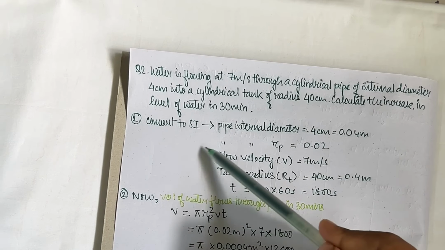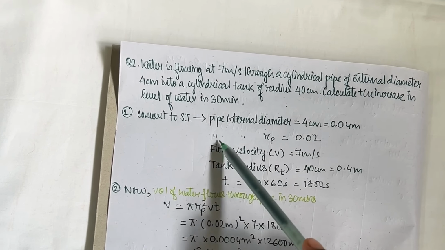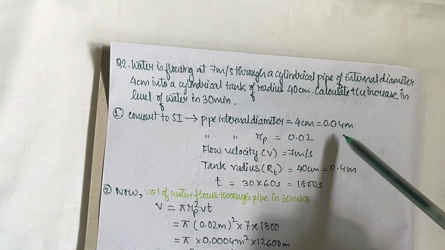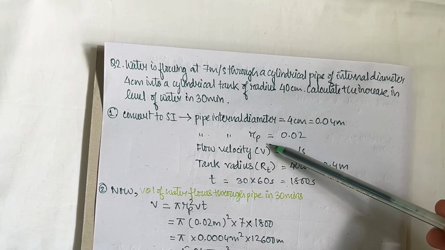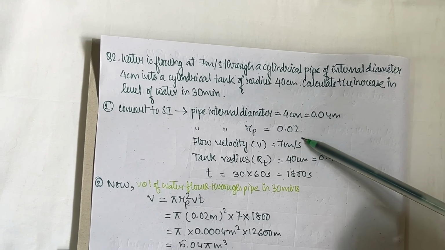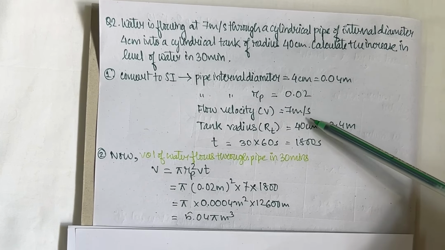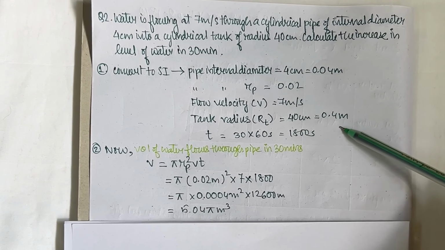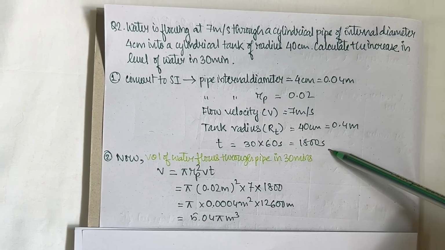Now first we have to convert all the given values into meter. The internal diameter of the pipe is given as 4 centimeters, so we are converting it into 0.04 meter. Then the pipe internal radius, we are referring to as RP, that is 0.02. Now for the flow velocity, V is 7 meters per second. And the tank radius RT is 40 centimeter, that is 0.4 meter. And time we are converting into seconds, that is 1800.